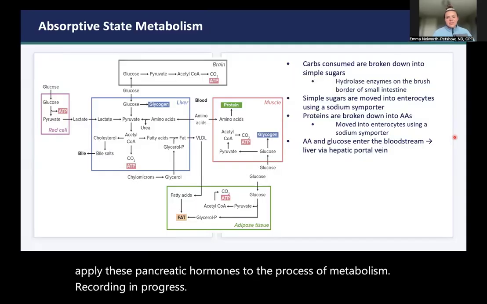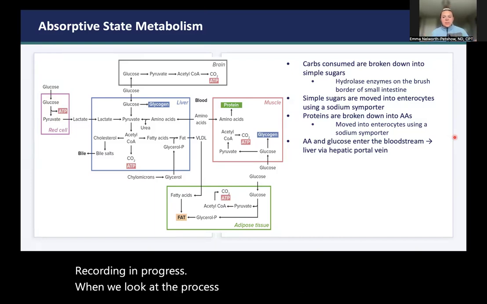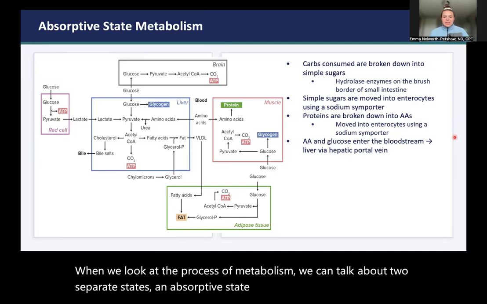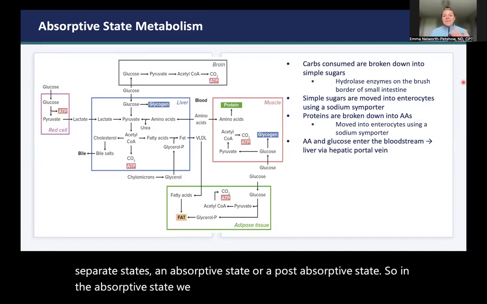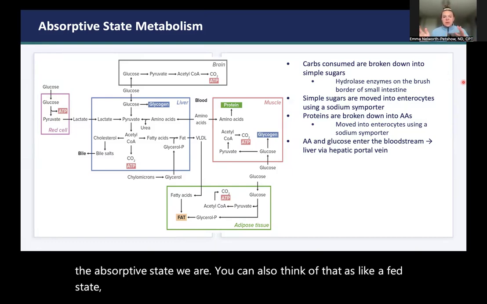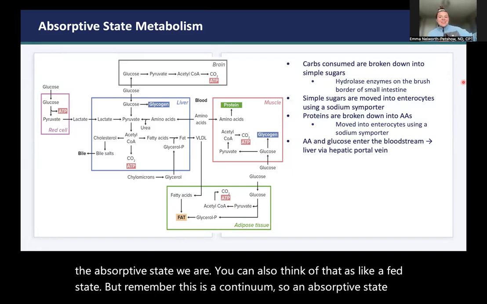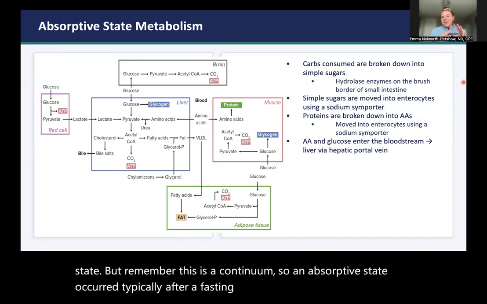When we look at the process of metabolism, we can talk about two separate states, an absorptive state or a post-absorptive state. In the absorptive state, you could also think of that as a fed state. But remember, this is a continuum. An absorptive state typically occurs after a fasting state, right? So this fed state occurs after a fasting state had occurred.